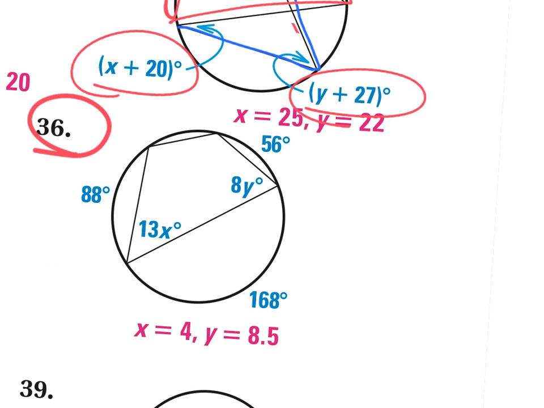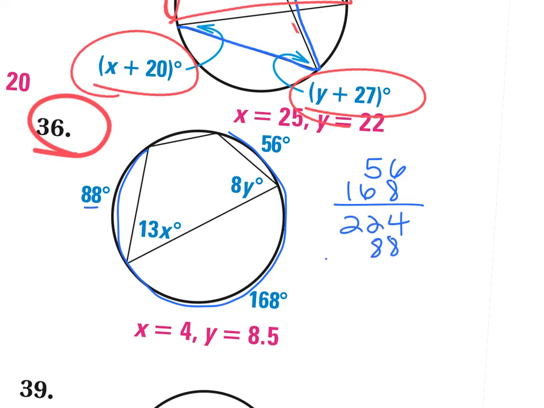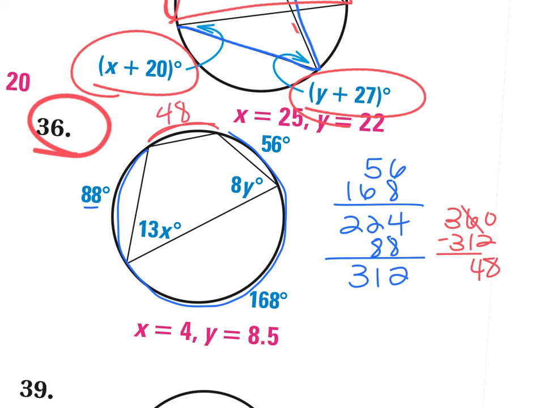And then 36, same property. Except actually this time you need the measurements in the outer part of the circle, so it gives you 56, 168, 224, plus 88, 312, subtract that from 360, and you get what's left over here, which is 48 degrees. And then this guy, 13x, intercepts this whole arc.